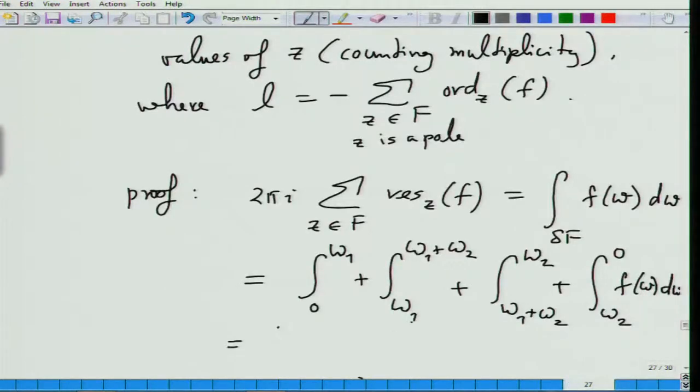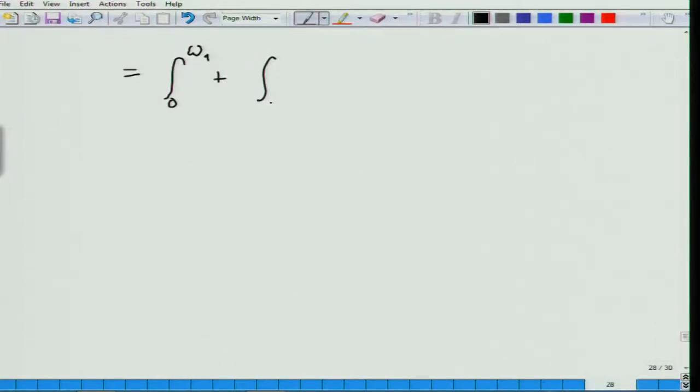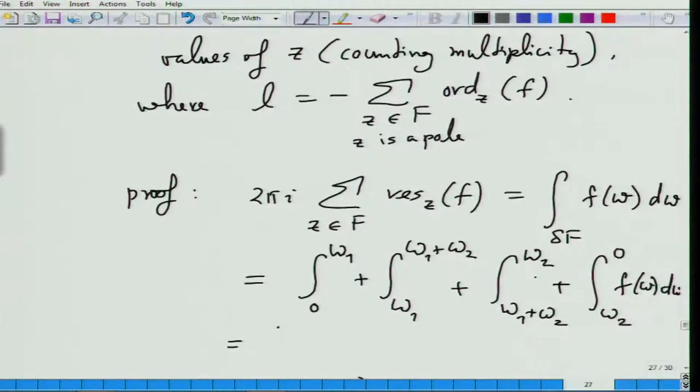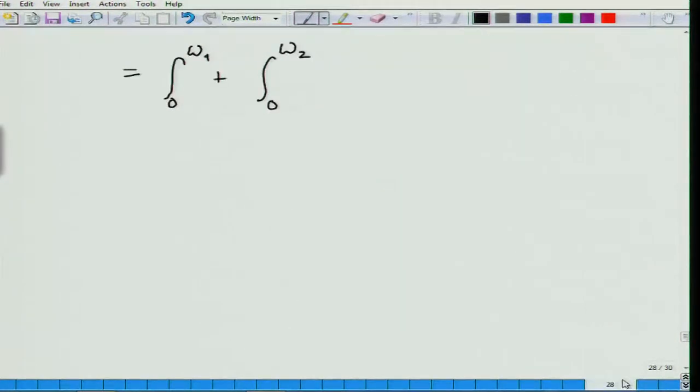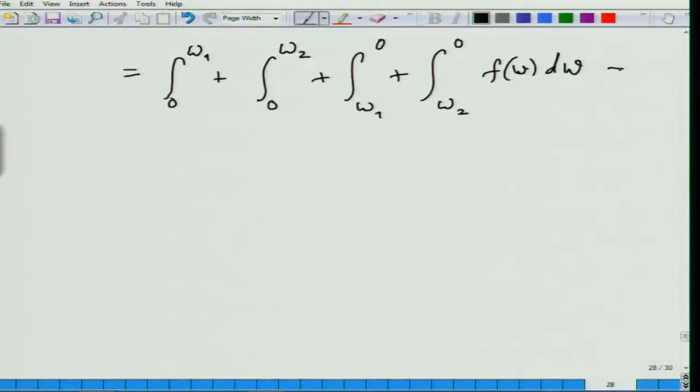Now, the integral from omega 1 to omega 1 plus omega 2 of f(w) dw, we can do a change of variables and transform it into an integral from 0 to omega 2 of f(w plus omega 1). Now, since omega 1 is a period of f, that is the same as f(w) dw. So I can write this as 0 to omega 2, and in exactly the same fashion I can eliminate omega 2 from here. So it goes omega 1 to 0, which is of course 0.